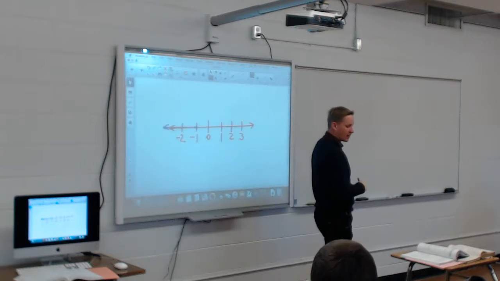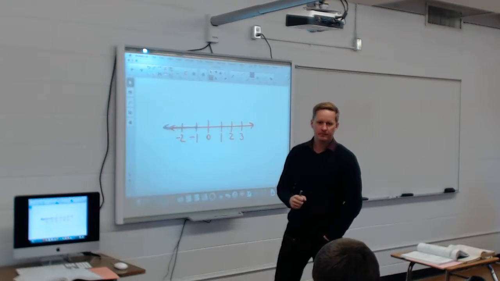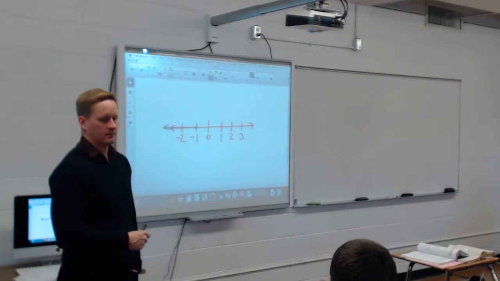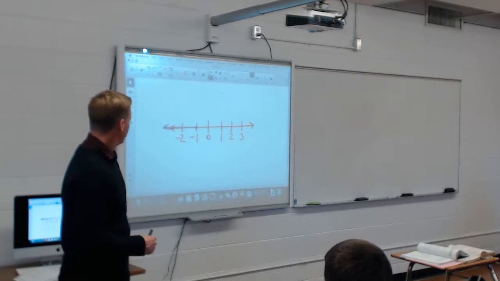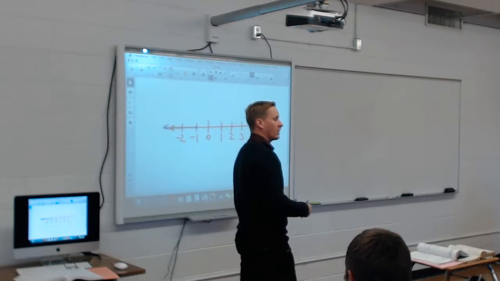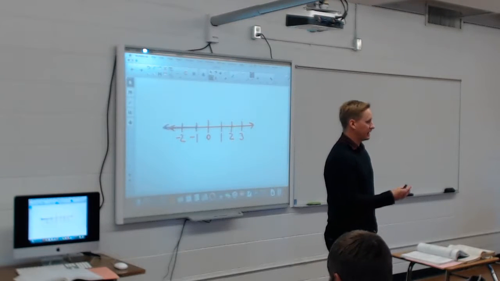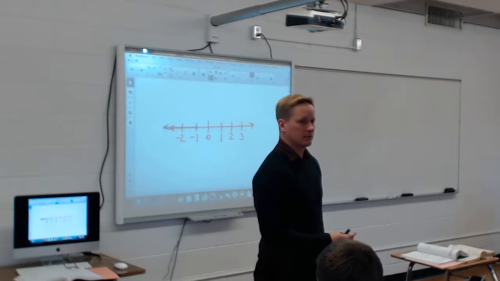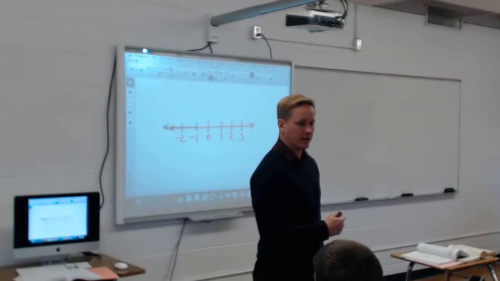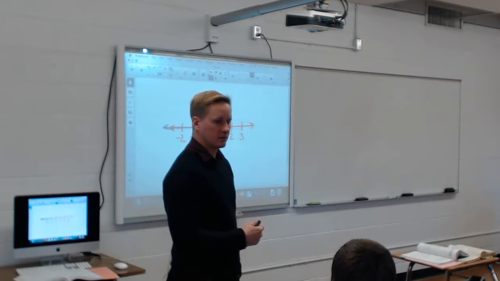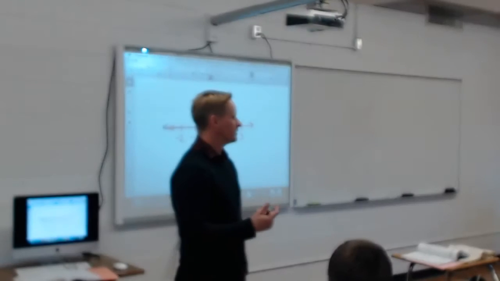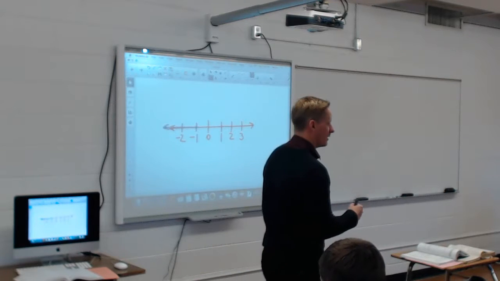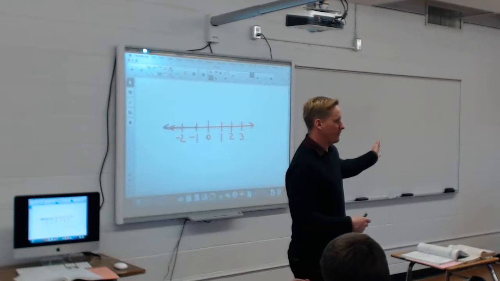In words then, describe to me this graph. Liam? Everything lower than minus one, including minus one. Good, not bad. Anything less than -1, including -1. How do I know if it includes or doesn't? Bodie? Dot's closed. Closed dot, that's how I know. How do I know it's going forever?